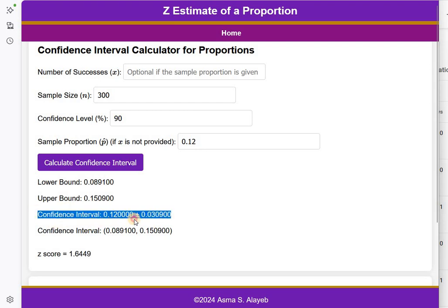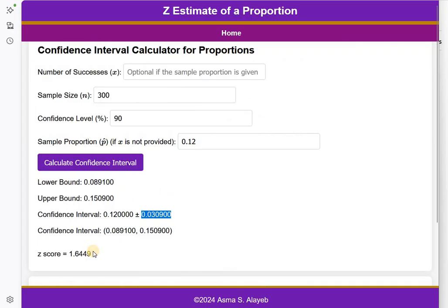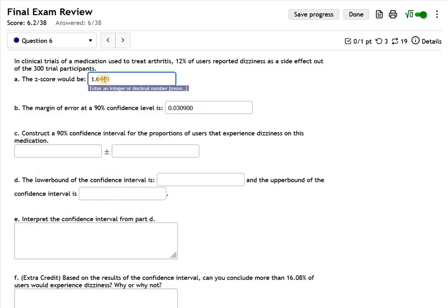Notice this notation of the confidence interval involves the point estimate, which is p hat, plus or minus the margin of error. So this number right here that I highlighted is the margin of error, and I'm going to take it and plug it right here. Notice also in this calculator, there is a z-score, which is basically the critical value. The cutoff for the middle 90% is positive and negative 1.6449. The only one that is visible is the positive one, so that's what I'm going to plug in the first one.